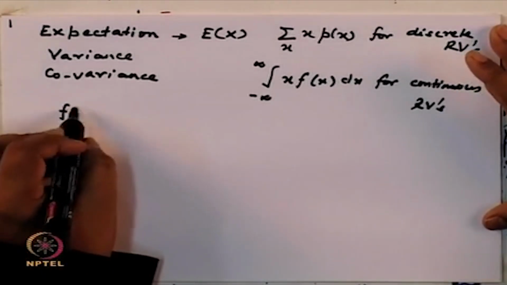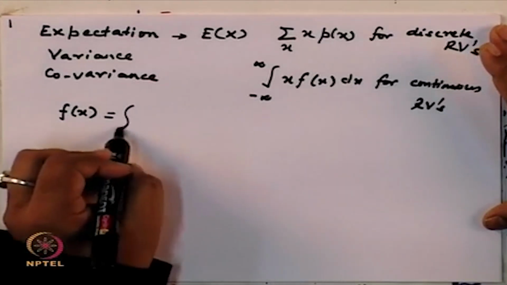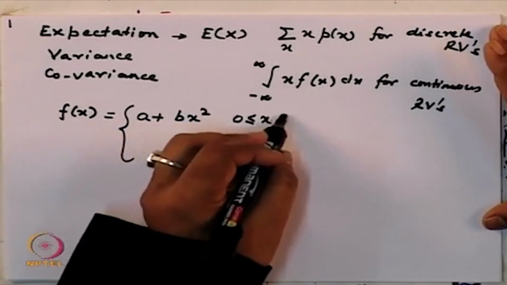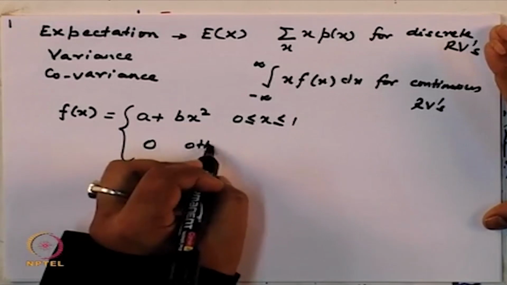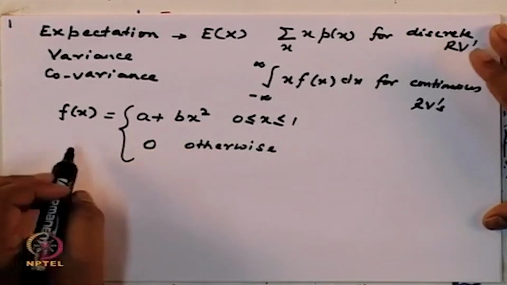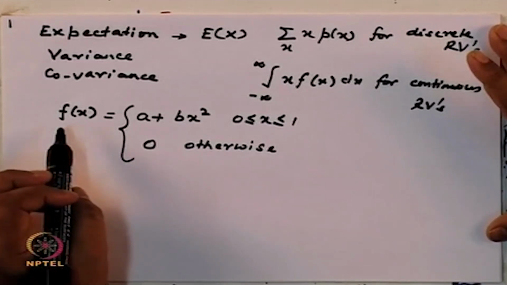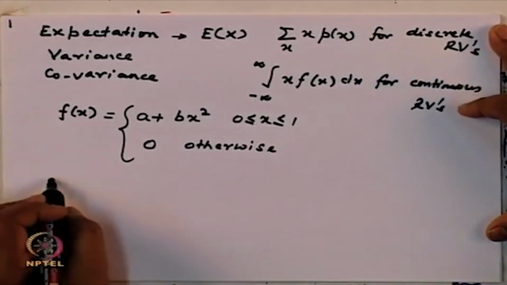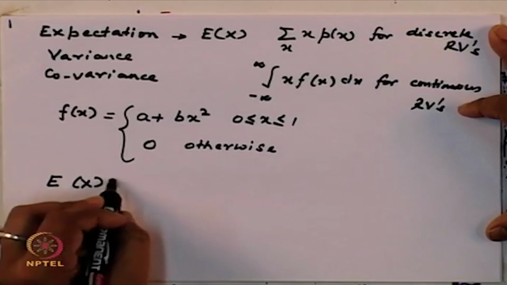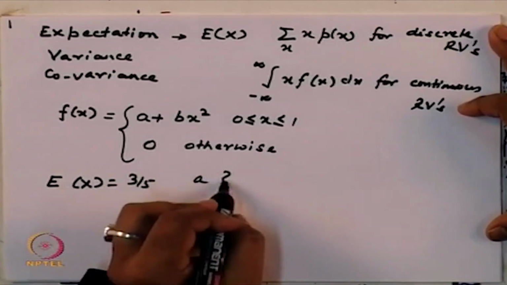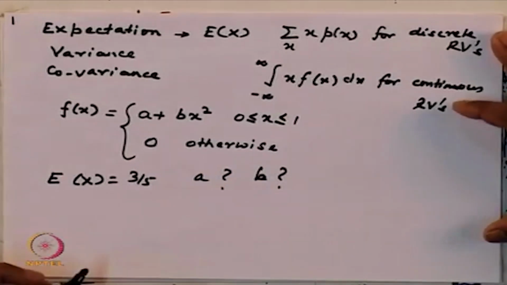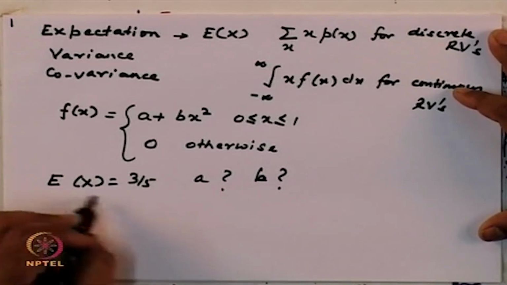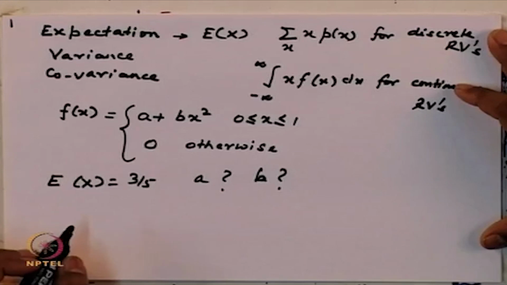Let us say the probability density function f x is defined as follows. You have defined the probability density function f x of a random variable as a plus b x square for 0 less than or equal to x less than or equal to 1 and 0 otherwise. Now, if for this random variable you are given E of x is equal to 3 by 5, then what is the value of a and what is the value of b? We essentially have two unknowns in this problem, a and b, and we are given this condition E of x equal to 3 by 5. So, how do we go about it?